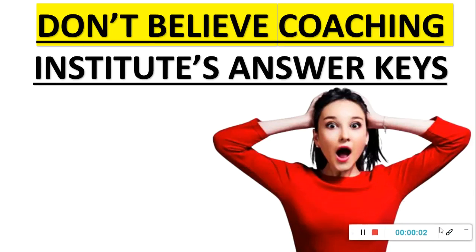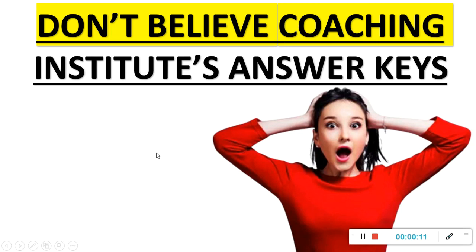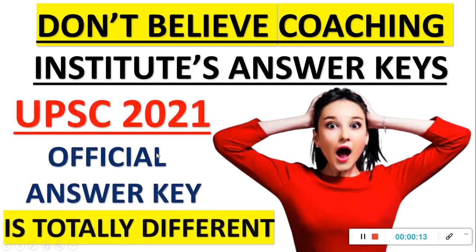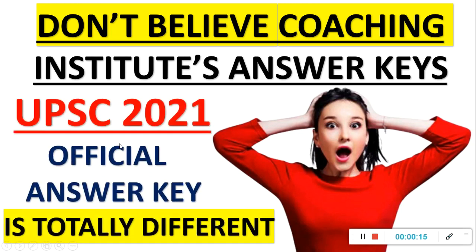So the UPSC 2021 official answer key has come, and whatever answer keys you were referring to since last year, there are a lot of mismatches. At least 20 to 25 questions have a difference. One question is cancelled by UPSC, which I already made a video on, and there are more than 22 questions which are mismatching, or doubtful questions which everybody was waiting for the answer key on, including us.